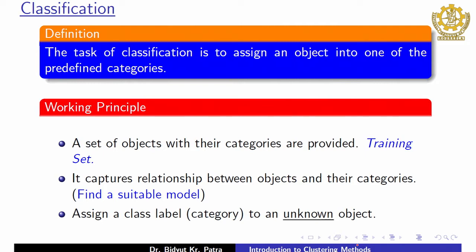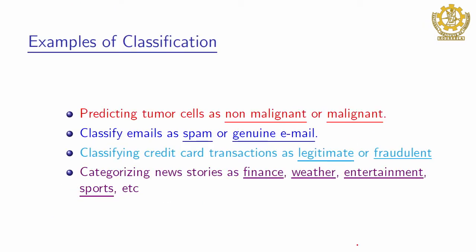We know how it works: it will have a training set, that is, a set of objects with their categories provided. We make a model using this training data set, and whenever a new or unseen object comes, we have to assign it to one of the predefined categories. That was the working principle of classification techniques, and then we studied various classification techniques. The support vector machine technique will be covered very shortly.